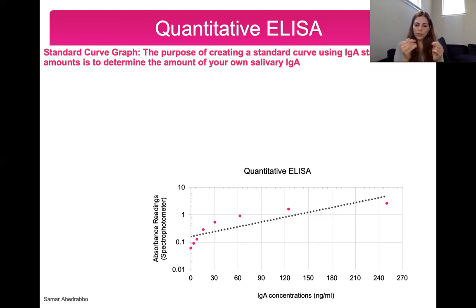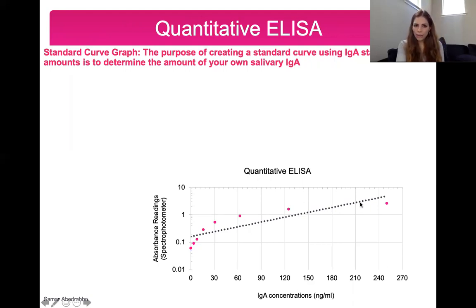So then what you do is you take your standards. On there you have wells that have standard amounts of IgA. You're going to take your standards and the absorbance readings you got from them, and create a standard curve where the y-axis has the absorbance reading that you got from the spectrophotometer, or scientists sometimes just say spec. And then on the x-axis, it's the IgA concentrations.